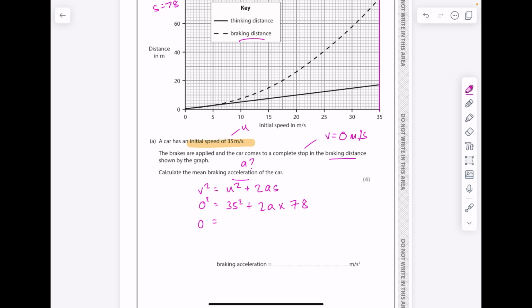Sort out the right hand side. So I'm simplifying the whole way. How do we get a by itself? First of all, we need to minus 1,225 from both sides. And then our final step is to divide both sides by 156. So to 2 significant figures, my answer is minus 7.9 meters per second squared.